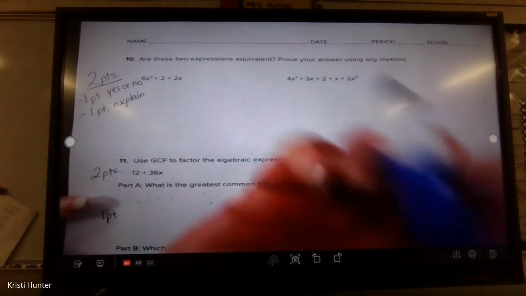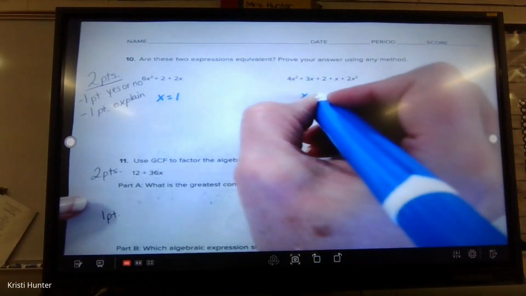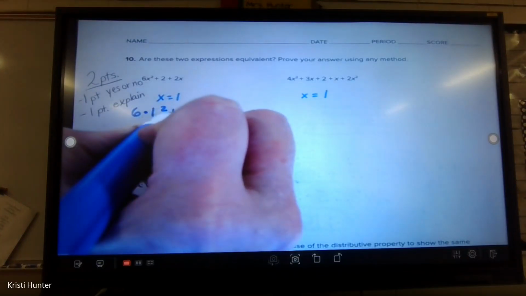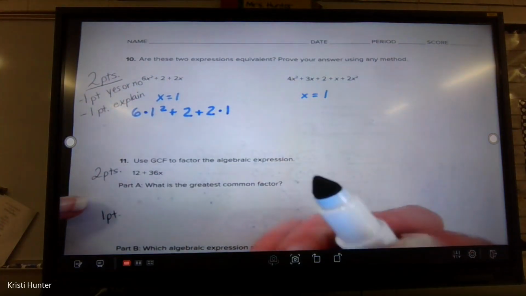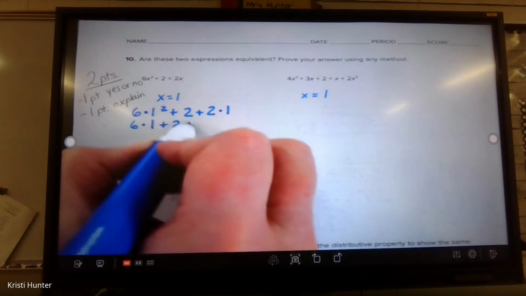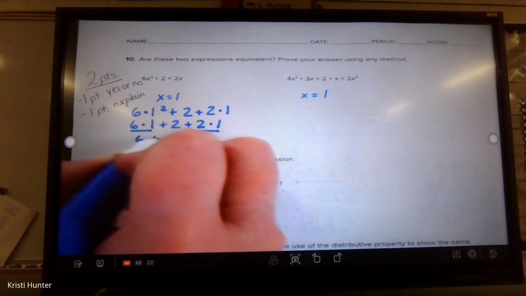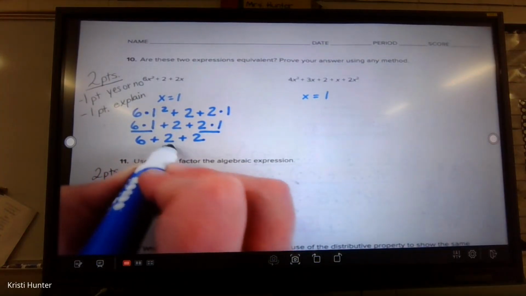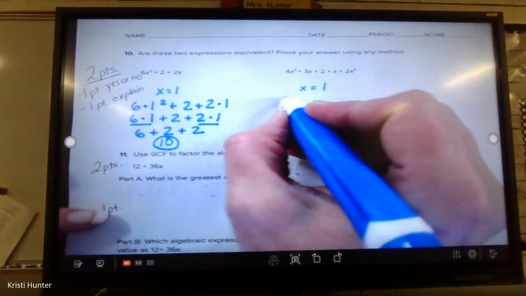So let's prove it with substitution first. So if I substitute x equals 1 in here, I would have 6 times 1 squared plus 2 plus 2 times 1. Order of operations says exponents first. 1 times 1 is 1. Order of operations says multiply next. 6 plus 2 plus 2. We add that up. We get 10. All right. So I'm going to come over here, do the same thing.